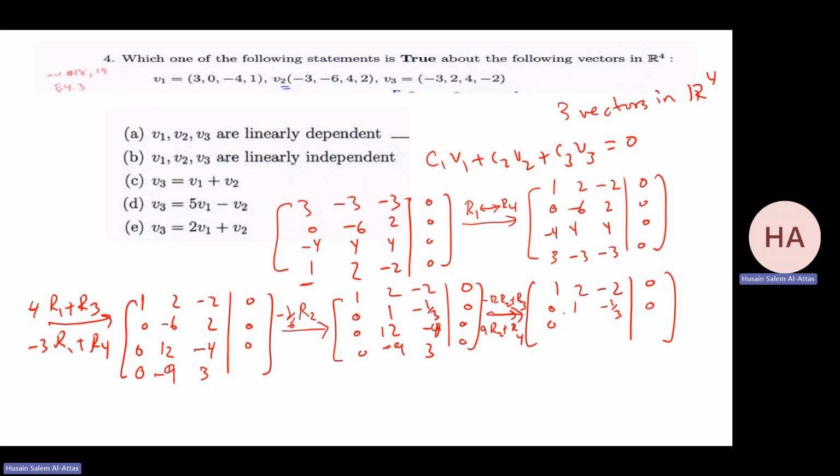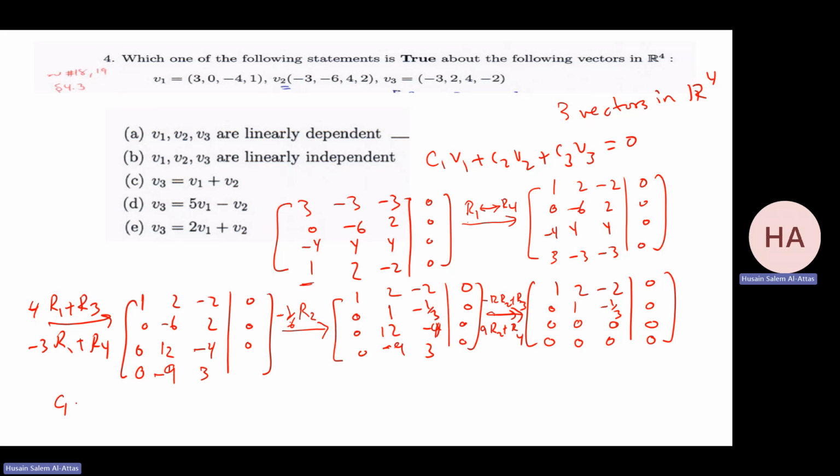Yeah, this will be 0. Minus 12 and add, that will be 0. Minus 12, that will be 4. That will be 0. This is 0. By 9, that will be 0. 9 times minus 1 over 3, that will be minus 3 plus 3. That will be 0. So I'm getting this.